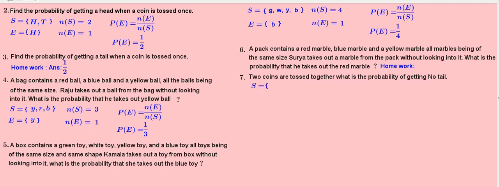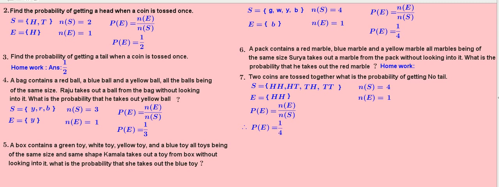Sample space S equal to {HH, HT, TH, TT}. Here we have to consider the outcome which does not contain a tail. So E is equal to {HH}. Therefore n(E) is equal to 1. Formula P(E) is equal to n(E) by n(S). Therefore P(E) is equal to 1 by 4.